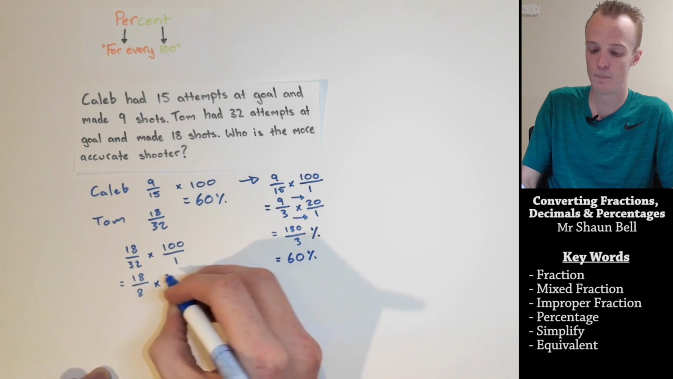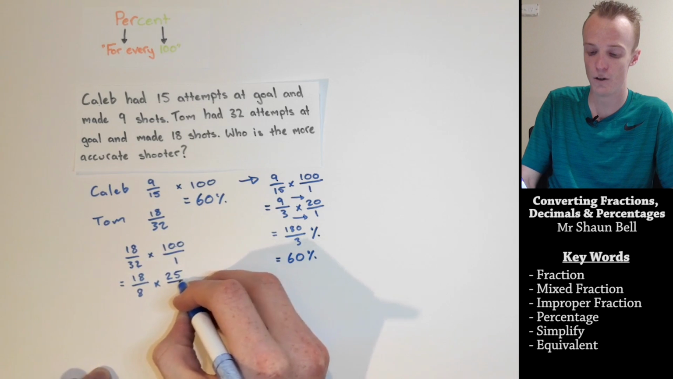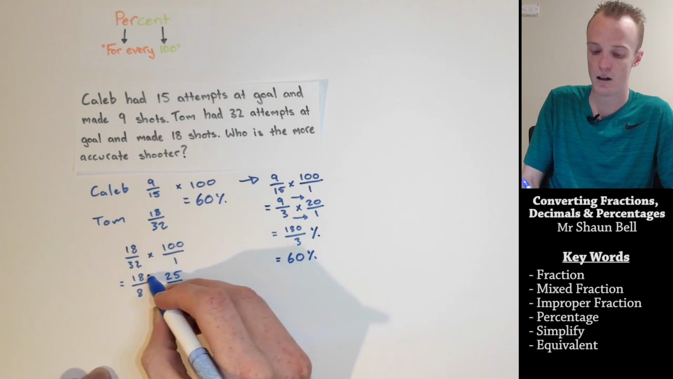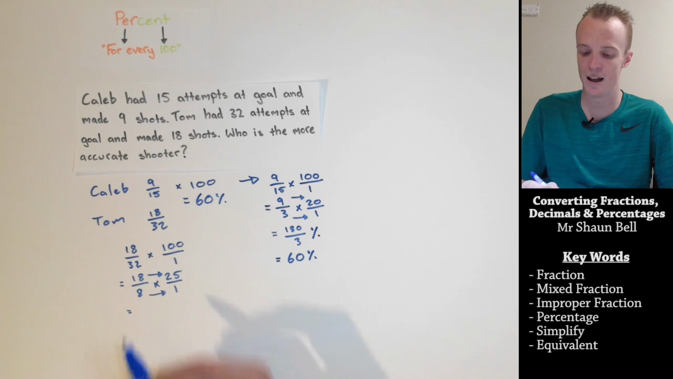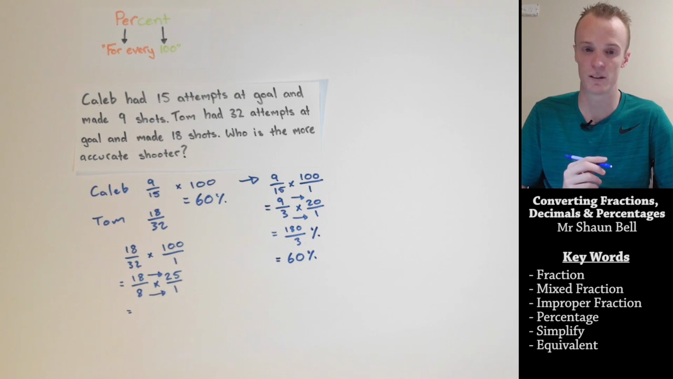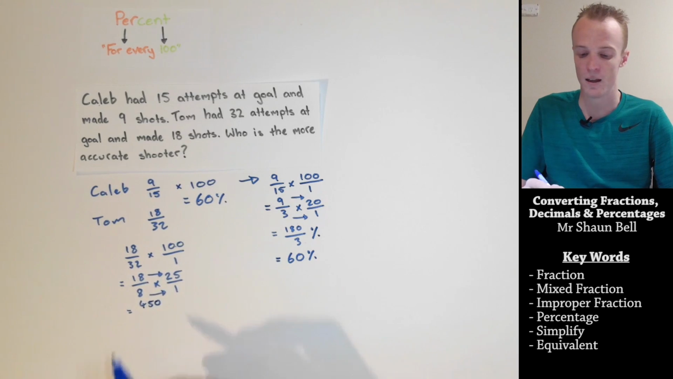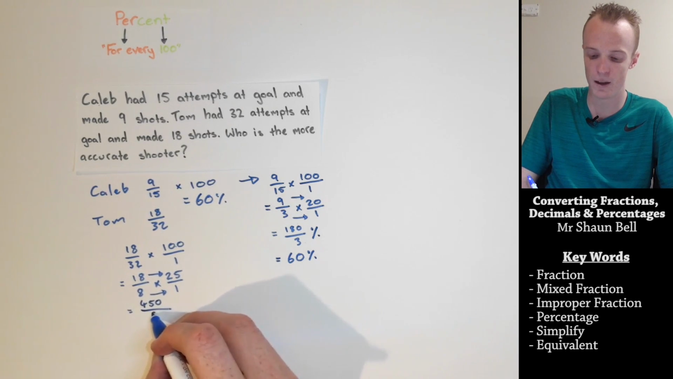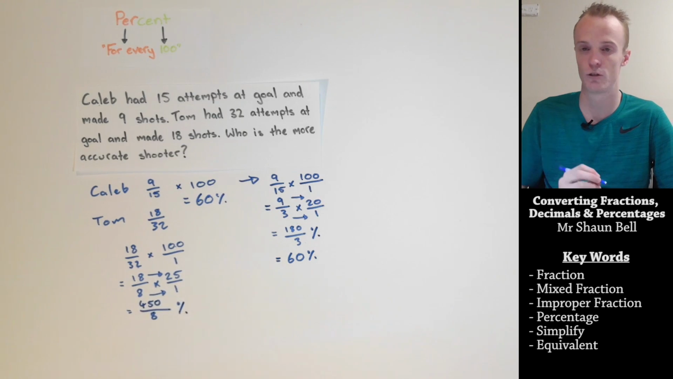Multiplied by 100 divided by 4, which is 25, over 1. Now I multiply the numerators and the denominators together. Now 18 times 25 I worked out just before to be equal to 450. And 8 times 1 is going to be over 8. Remember, this is a percentage.